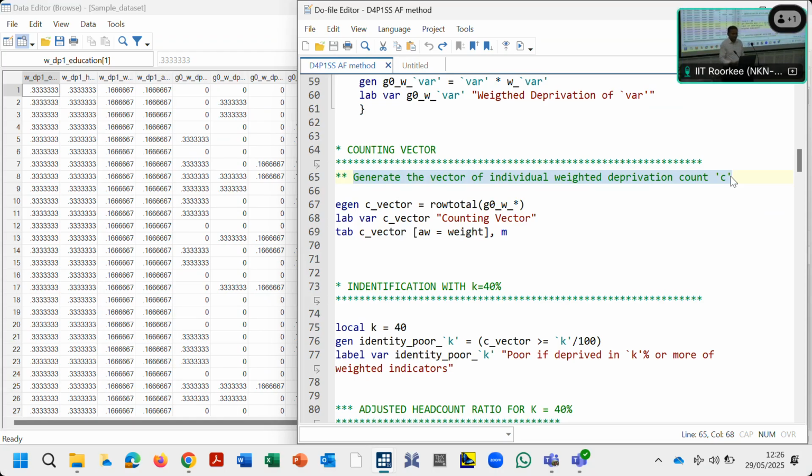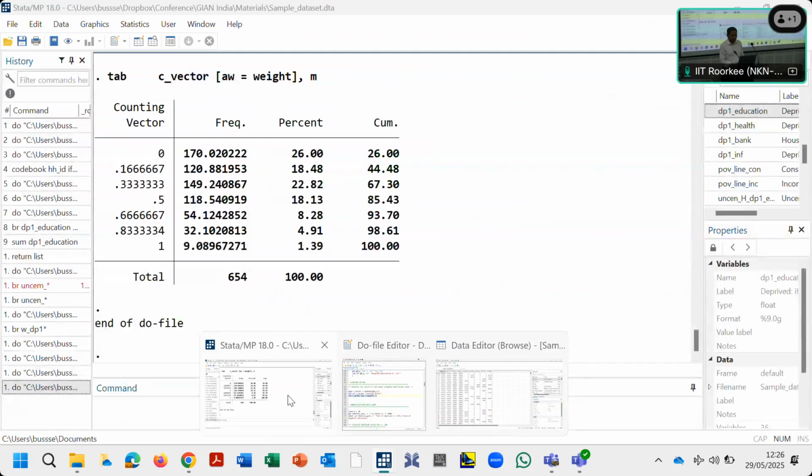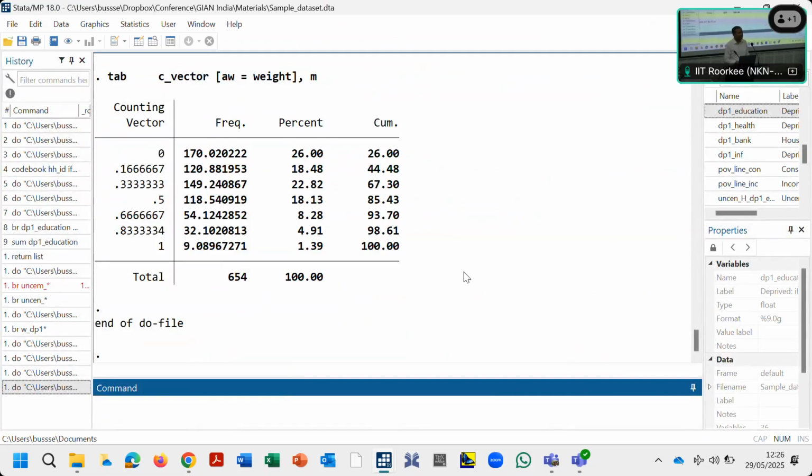Okay. So once you have computed the C vector, we are going to label the variable. And then let's tab and see how the distribution looks. Again, we have to use the weight here. This is how the distribution of the C vector looks for the entire data set. So you can have a deprivation score of 1/6, 1/3, 0.5, 2/3, and so on. So this is the distribution.